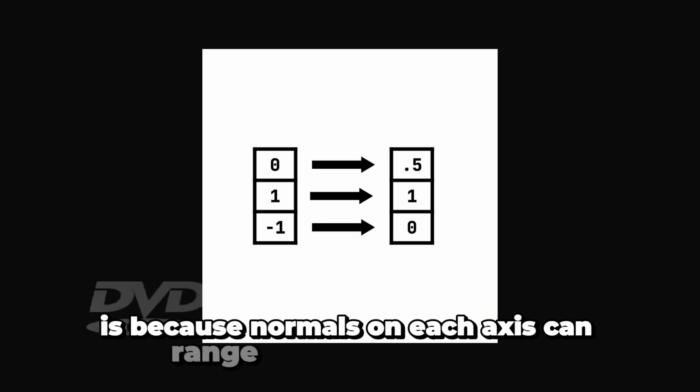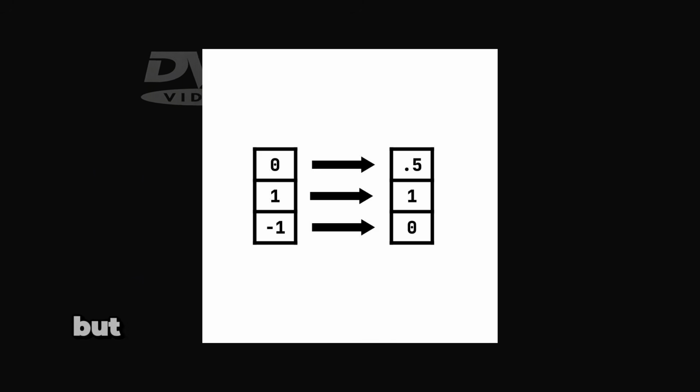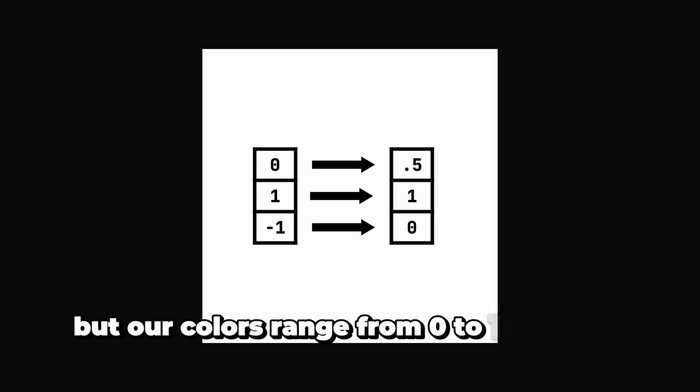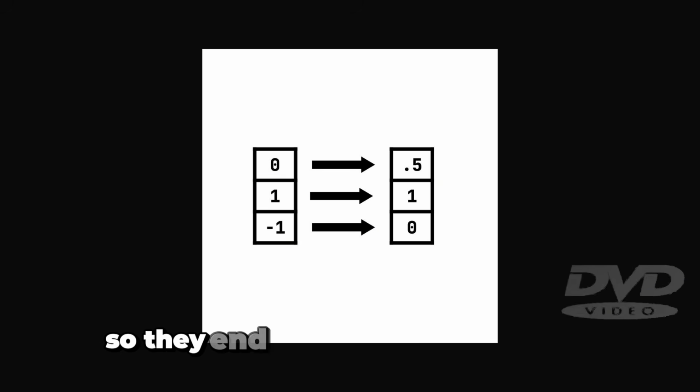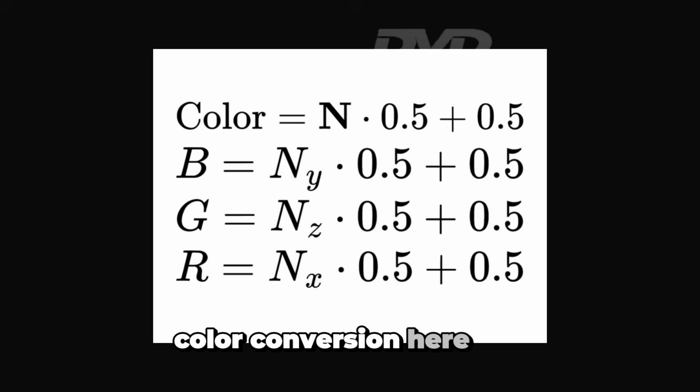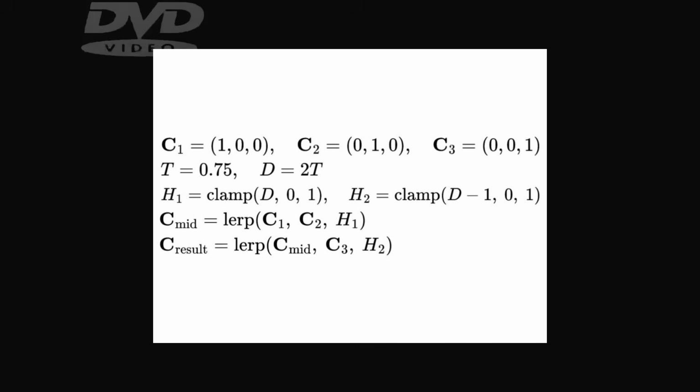The reason a normal of 0, 1, 0 ends up as 0.5, 1, 0.5 after conversion is because normals on each axis can range from -1 to 1, but our colors range from 0 to 1 for each channel, so they end up requiring remapping. If you are too lazy to figure out the normal to tangent space color conversion, here it is. And to go with it, here is the three-way color blend.